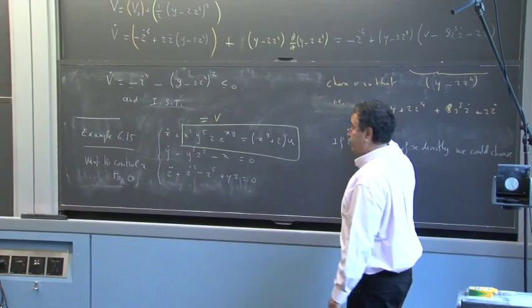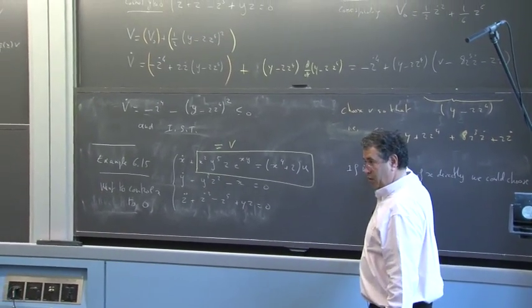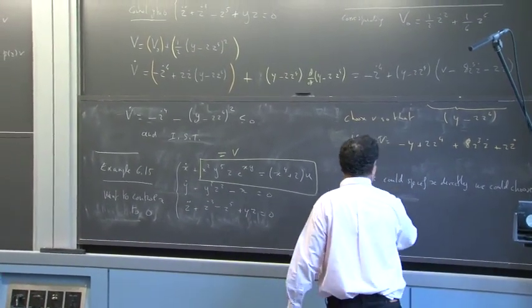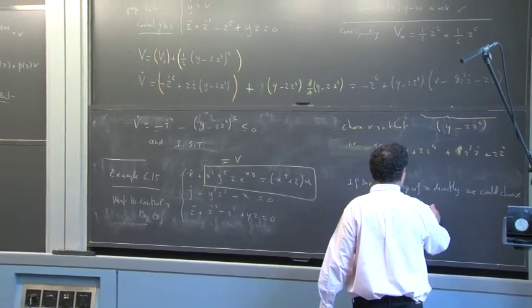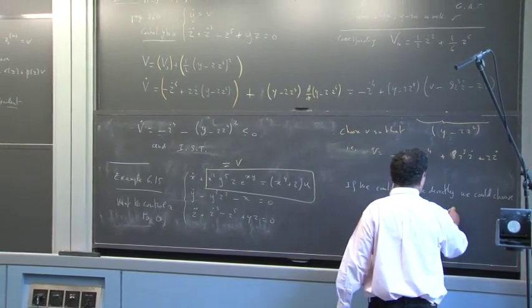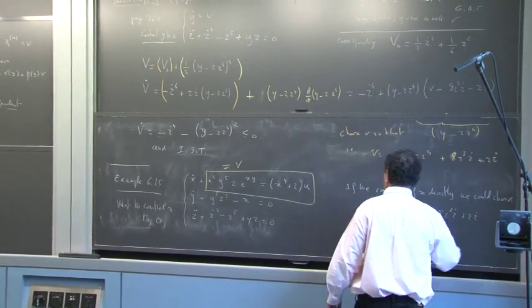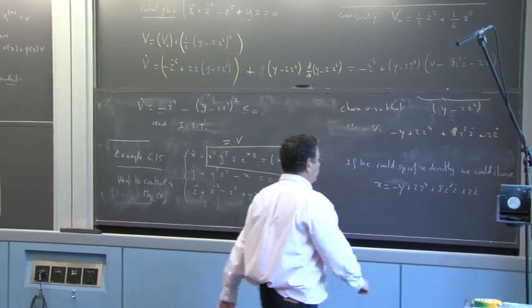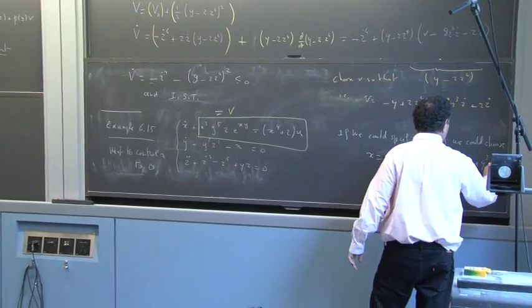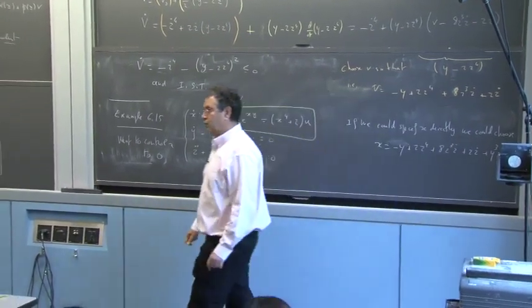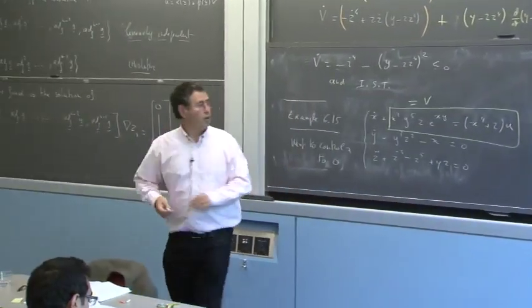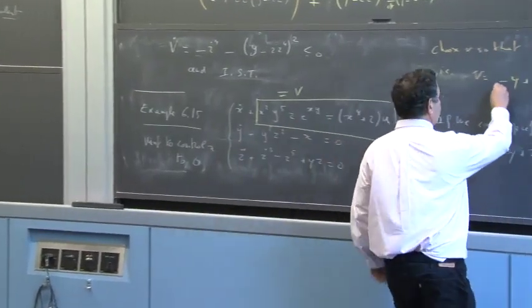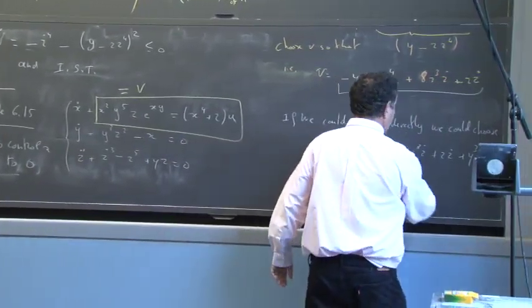Well, we would just choose this, right? So we would choose x equal minus y plus 2z^4 plus 8z^3 z dot plus z z dot, plus, of course, this extra term which was just added for fun, okay? So plus y^3 z^2. Right? The idea being that this term and that term are the same.